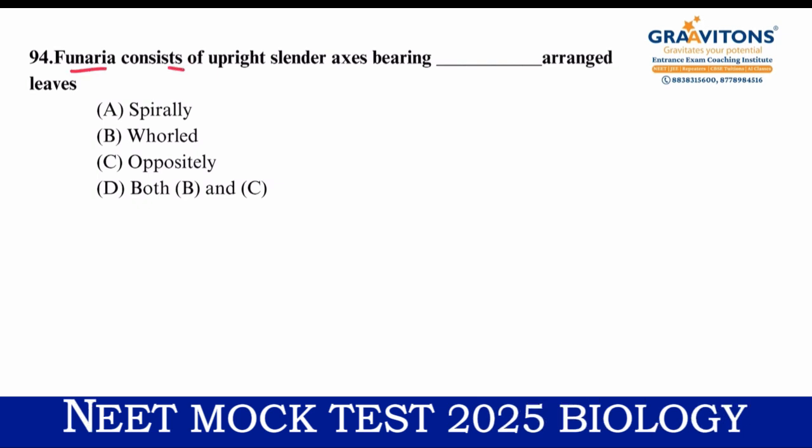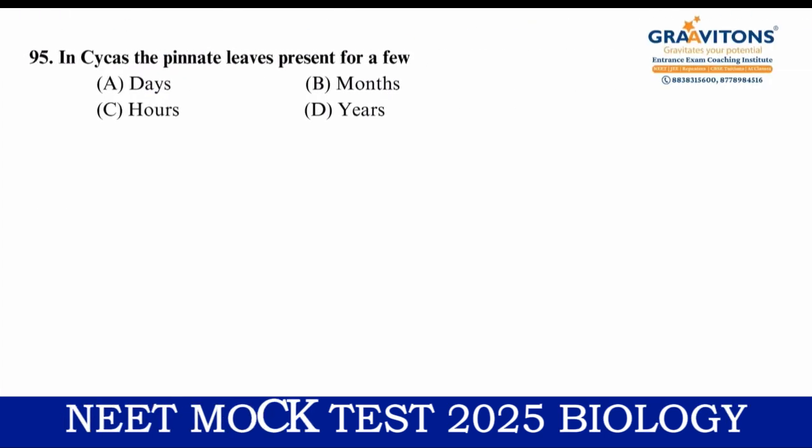Funaria consists of upright slender axis bearing dash arranged leaves. So how are the leaves arranged? If you look at our NCERT textbook, the Funaria diagram, the leaf arrangement is clearly shown as well as marked. The answer for this question is spirally arranged leaf. The next question, in Cycas, the pinnate leaves are present for a few years.